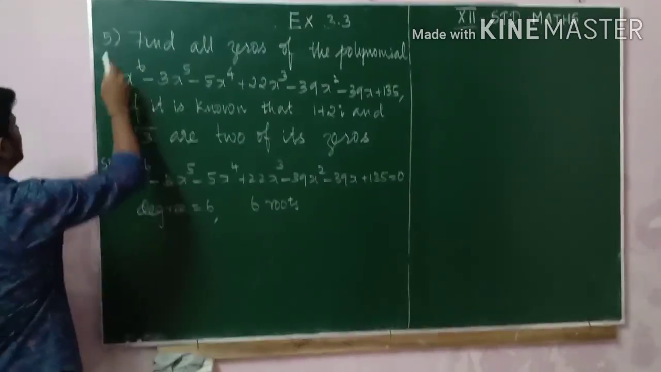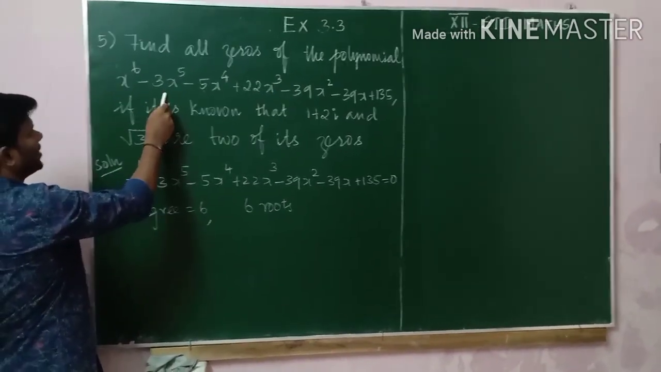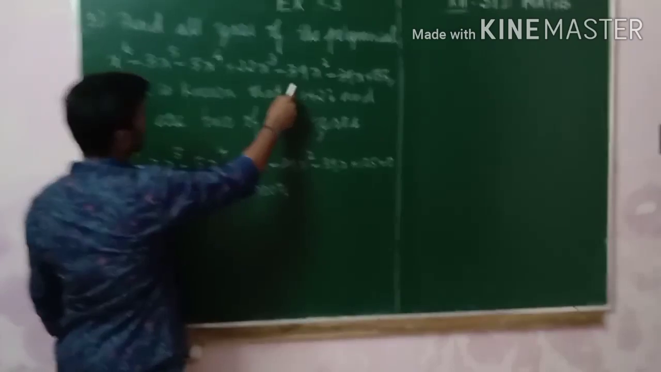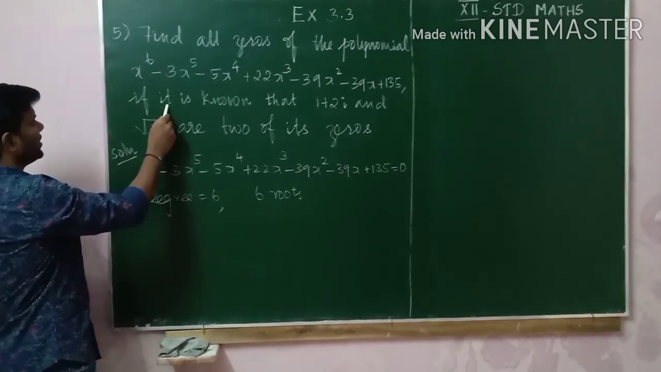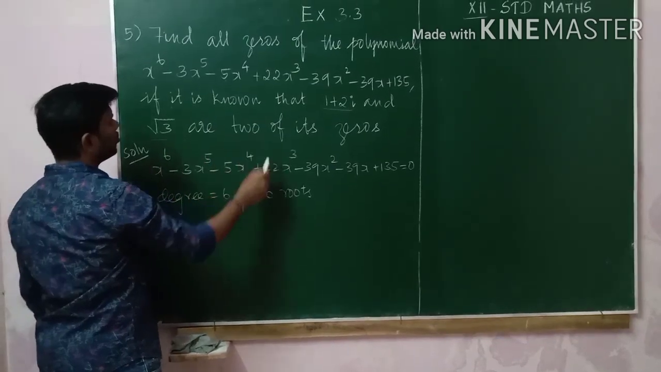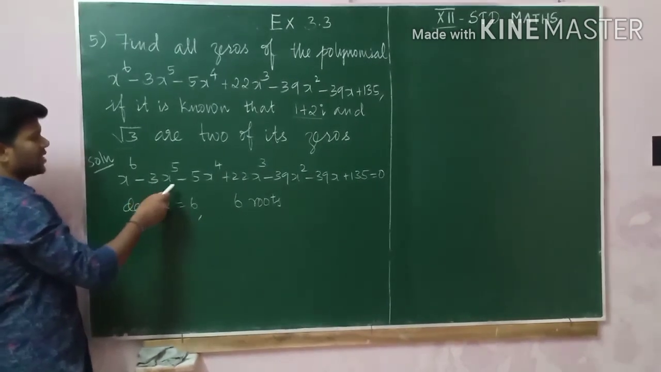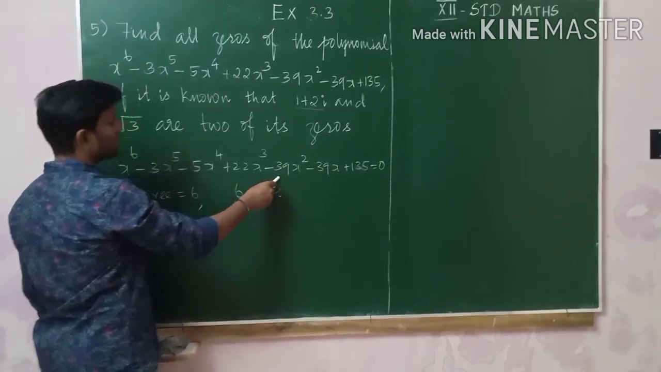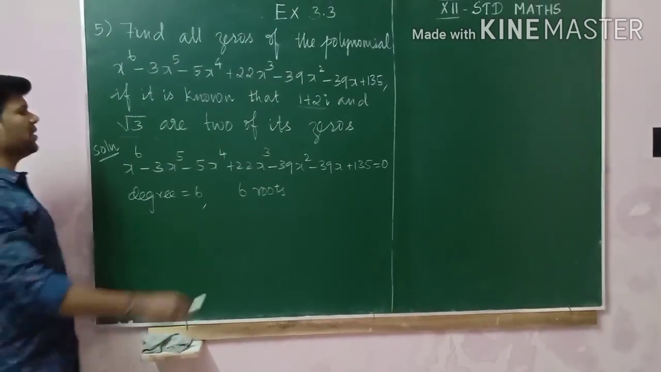Now exercise 3.3, fifth sum. Find all zeros of the polynomial x power 6 minus 3x power 5 minus 5x power 4 plus 22x cube minus 39x square minus 39x plus 135 if it is known that 1 plus 2i and square root of 3 are 2 of its roots. So what is the given polynomial equation? x power 6 minus 3x power 5 minus 5x power 4 plus 22x cube minus 39x square minus 39x plus 135 equal to 0.